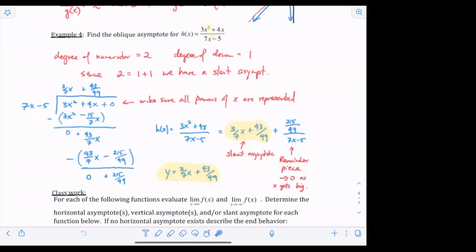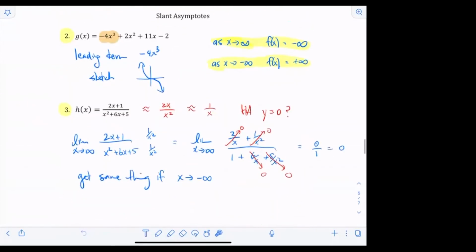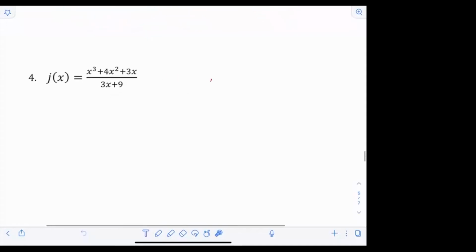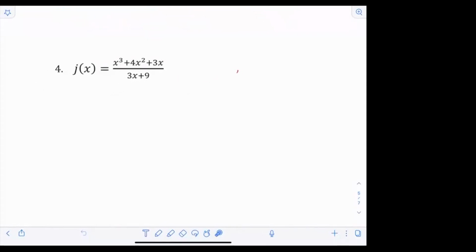Does anybody have any questions about that? All right. I think you should try one. Let me ask you guys a question. Do we have a slant asymptote for number 4? Yes or no? What do you think?